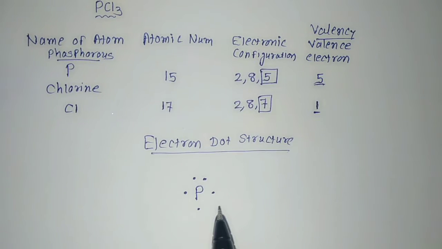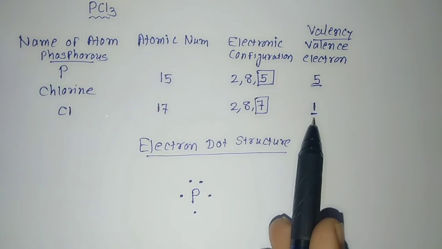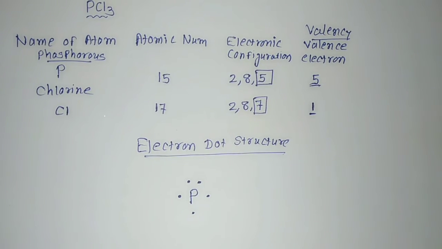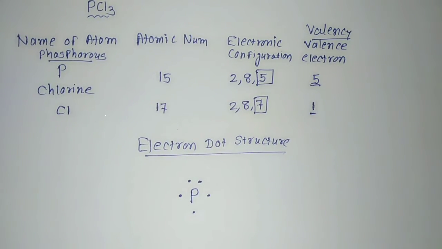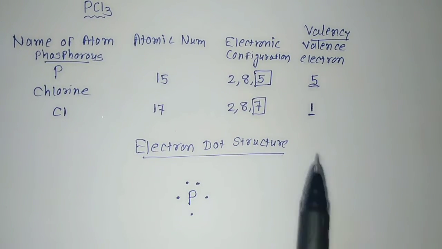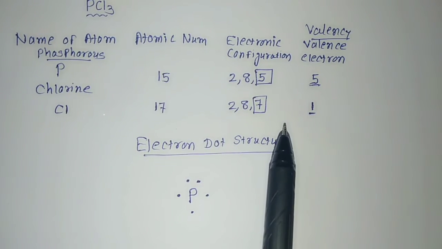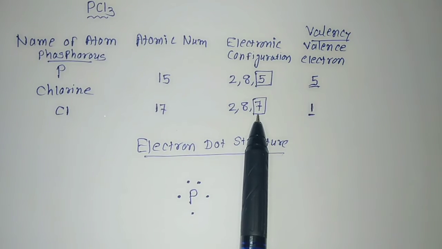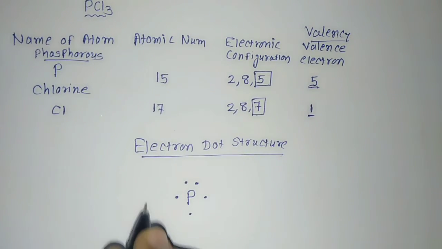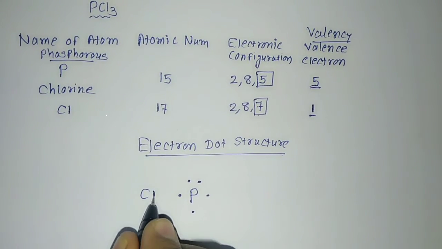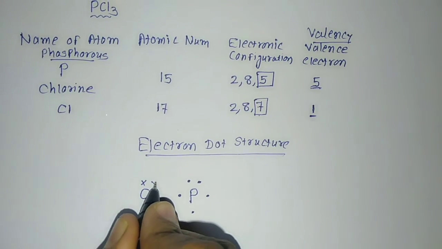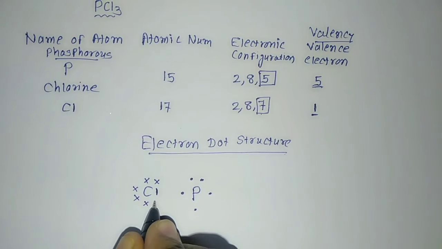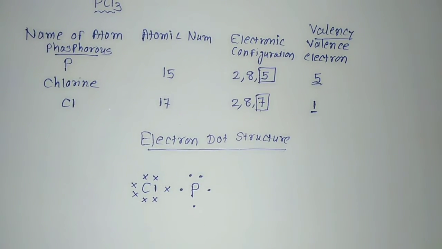Now I will talk about chlorine. Chlorine has the valency 1. So to complete its octet, it has to gain one valence electron, but we need to show the outermost electrons around the symbol. So there are 7 outermost electrons. I will show it here for the first chlorine. Cl 1, 2, 3, 4, 5, 6 and this 7.